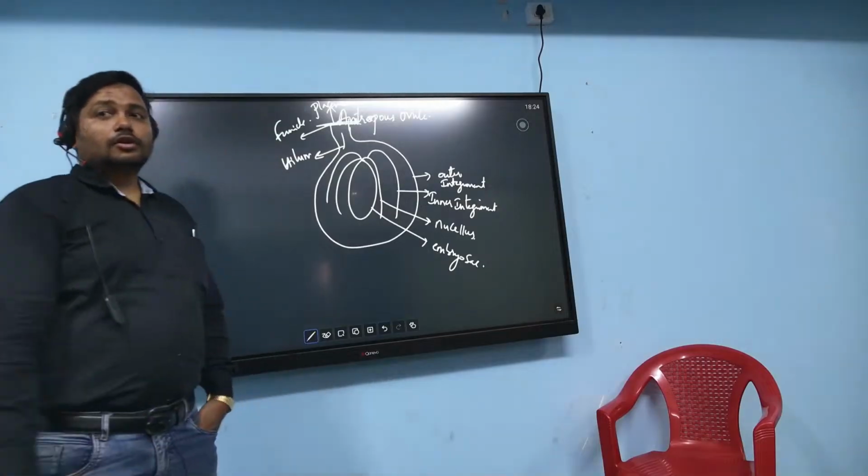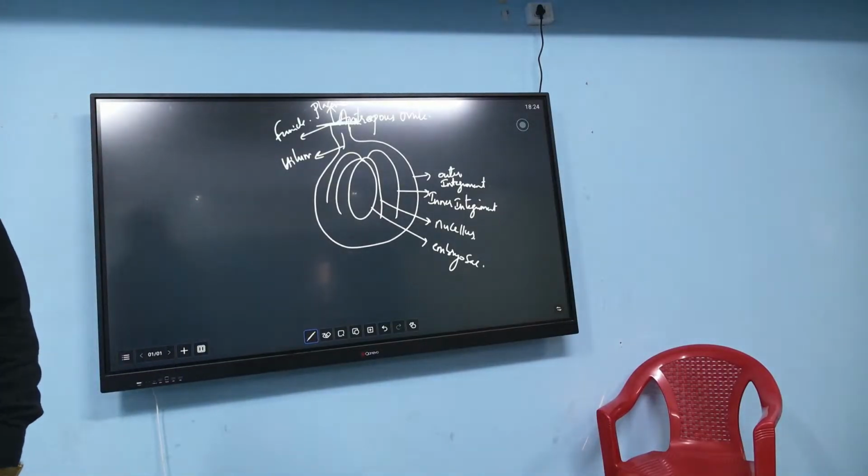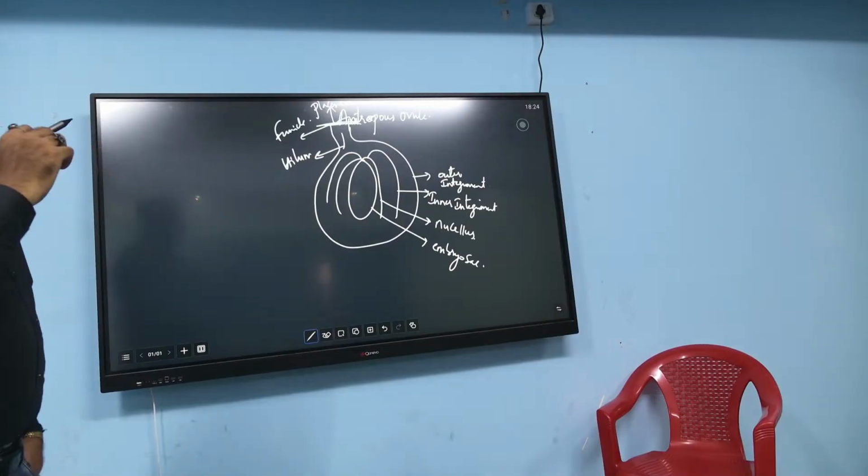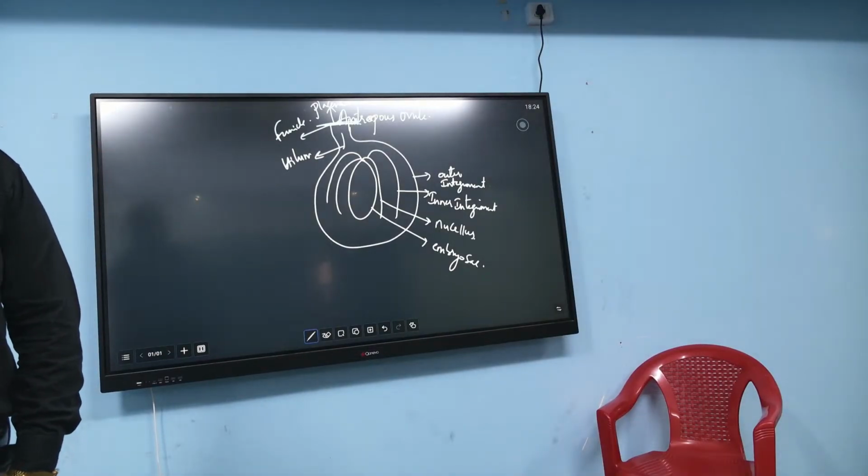So here what we need to... my diagrams are not good, okay? And that too in the marker.